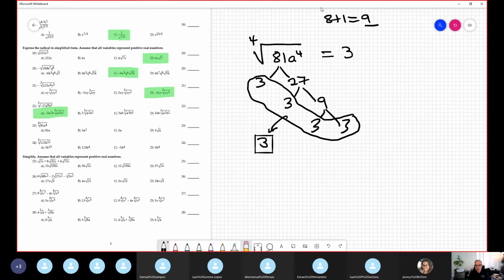3 outside. Inside the radical, I have no numerical part. Well, it's 1, you know, it's invisible. And a to the 4th power, the 4th root of this is just a, by the same reason. So we have nothing in the radical, and you don't need to write the radical. And the answer is 3a, just 3a, like that. Boom. Okay.